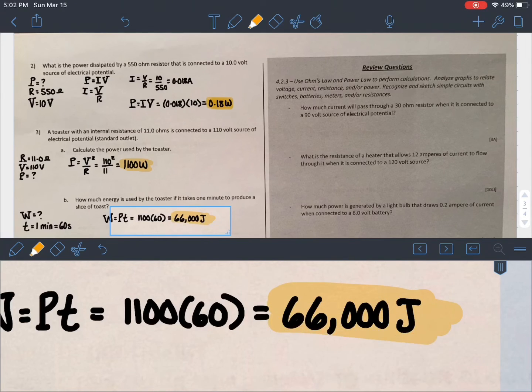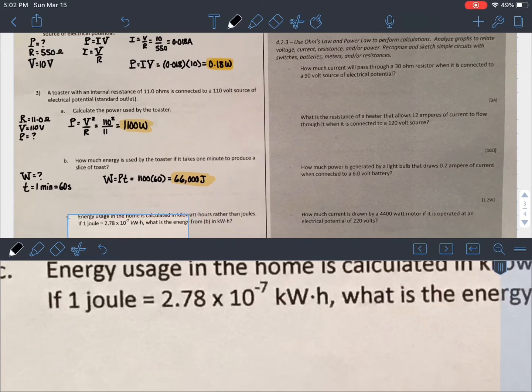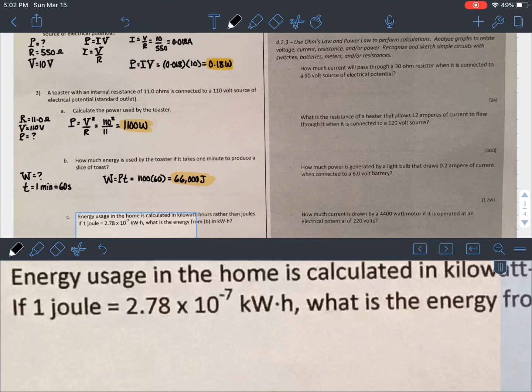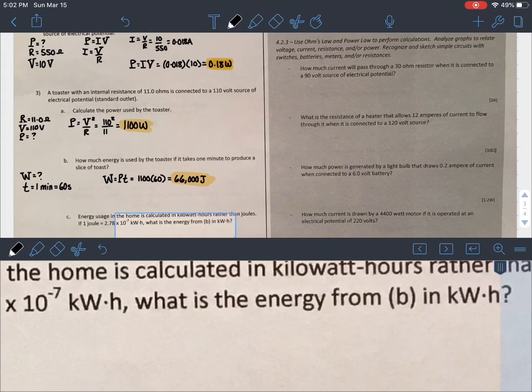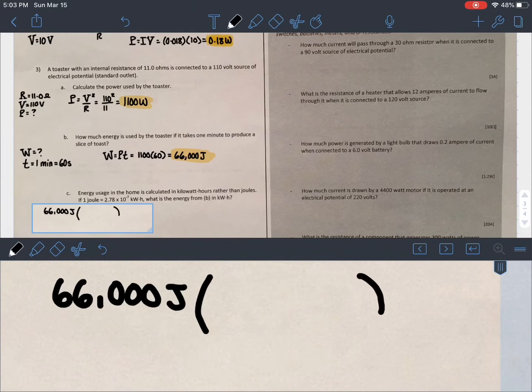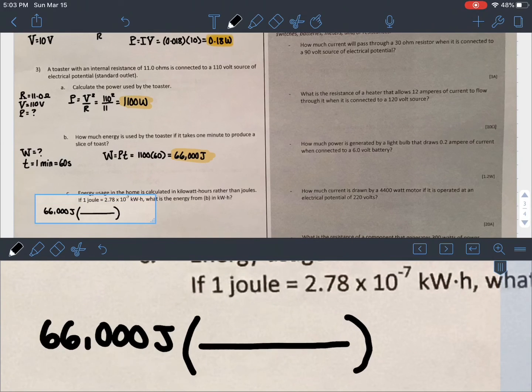C. Energy usage in the home is calculated in kilowatt hours rather than joules. If 1 joule equals 2.78 times 10 to the negative 7 kilowatt hours, what is the energy from B in kilowatt hours? All right, this has a lot happening, but the only important thing is we have a conversion. 1 joule is 2.78 times 10 to the negative 7 kilowatt hours. That's a ratio that equals the number 1 because they're equal, which means I can multiply my 66,000 joules by the ratio and not change the value.